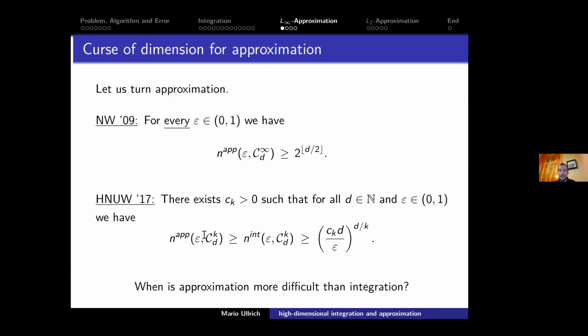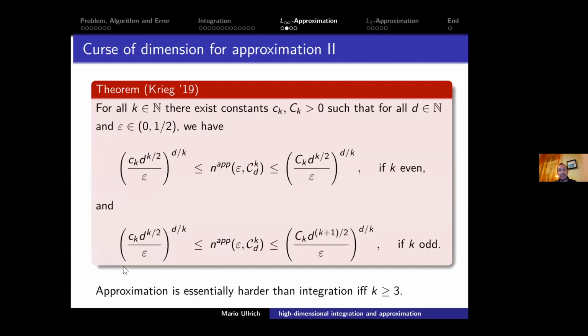I will not talk about cases where the variables are differently important. That's a completely different story. So I will stay with these simple classes here. So the question now arises, we have this lower bound: when is approximation more difficult than integration, and so much more difficult? You might guess always, and the surprising answer is no. So let me start with the result of David Krieg, one of my favorite collaborators by now.